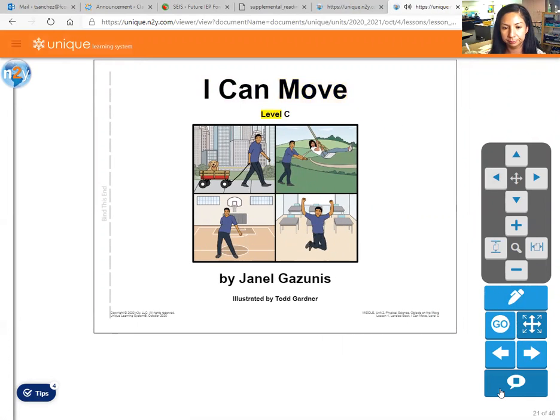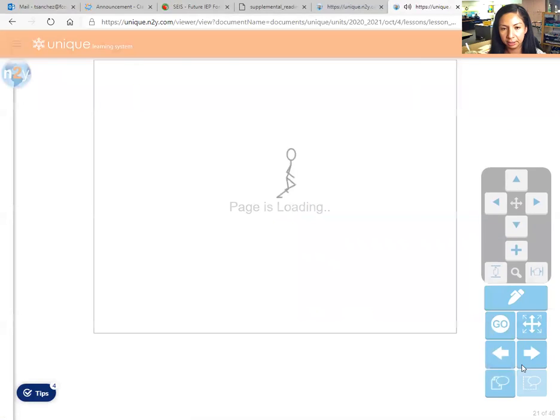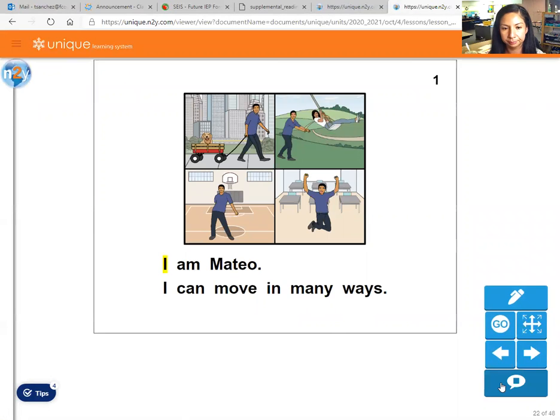I Can Move. Level C, by Janelle Gazanis. Illustrated by Todd Gardner. I am Mateo. I can move in many ways. Okay, so this is Mateo, and he is going to talk about how he can move in many ways.